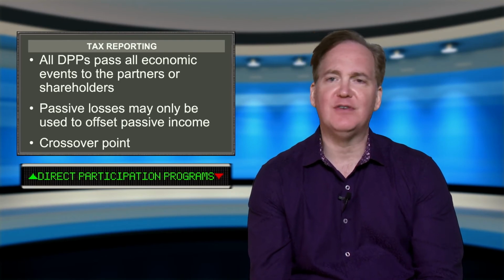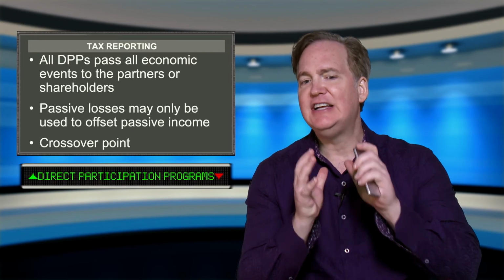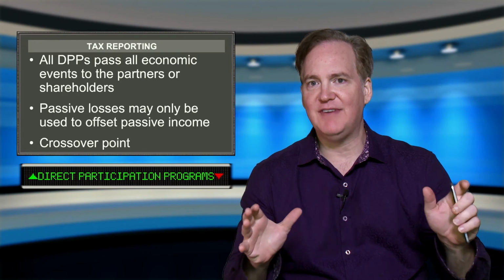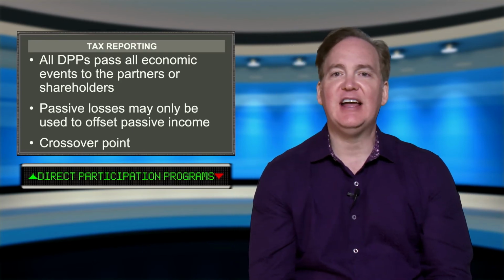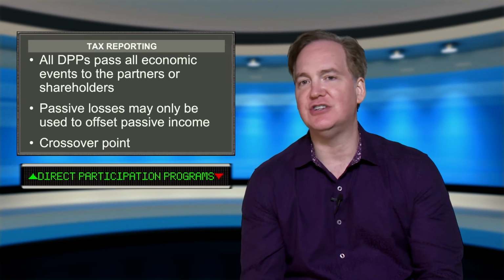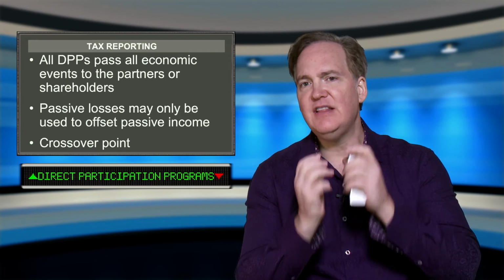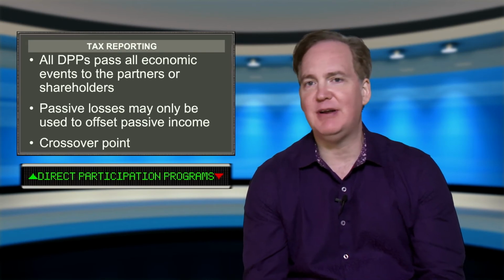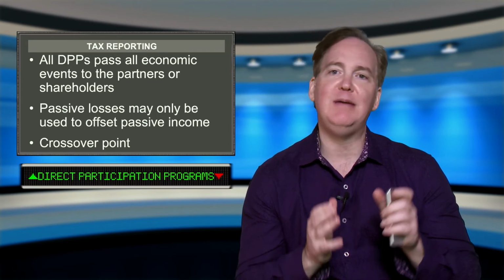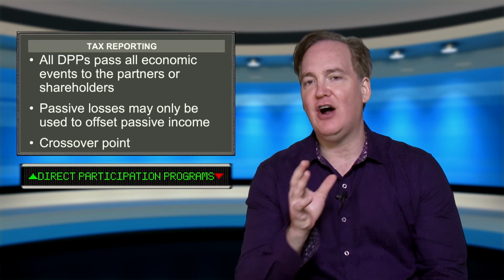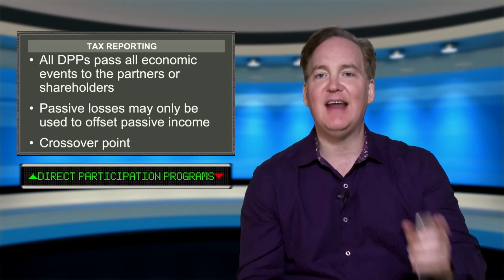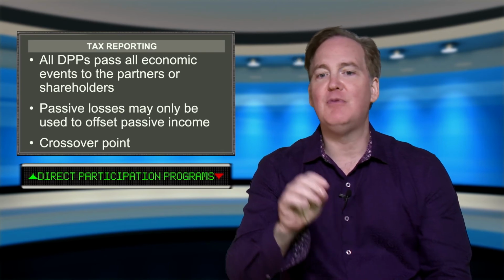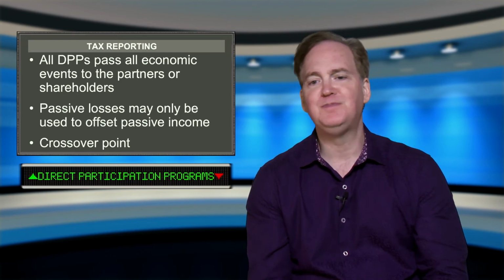The tax reporting for a direct participation program is pretty straightforward. The program itself has no economic events, and all of the economic events pass through to the investors. Now, when the partnership generates losses, those losses will be passed through to the limited partners. However, they may only be used to offset other passive income. They may not use those losses to offset their earned income or W-2 income.